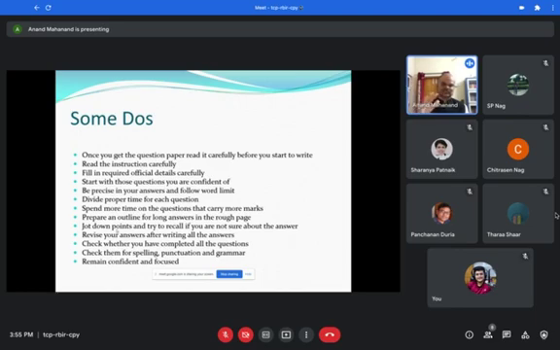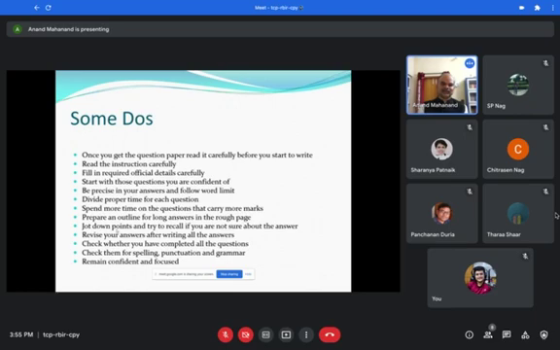Divide proper time for each question. Divide your time for each question. Sometimes you write so much for one question, then write very little for another question. That is not a good thing. Spend more time on the questions that carry more marks. So there should be right proportion. Alright. If a question carries more marks, you have to write more. You have to give more importance to that.